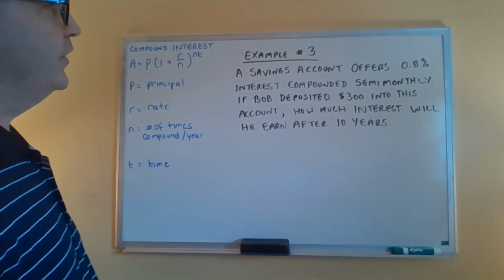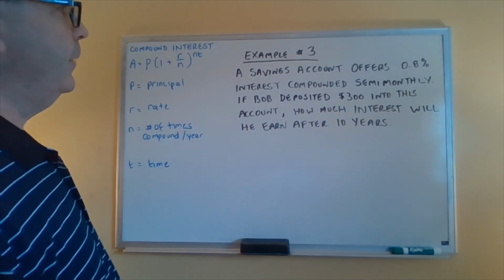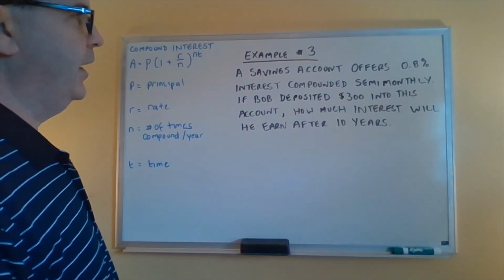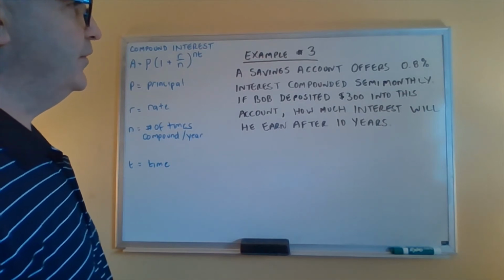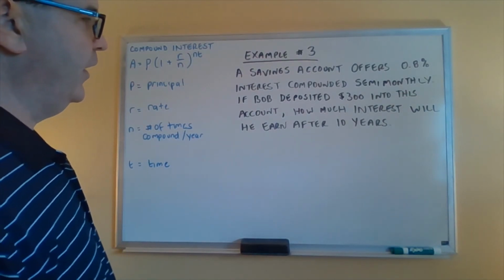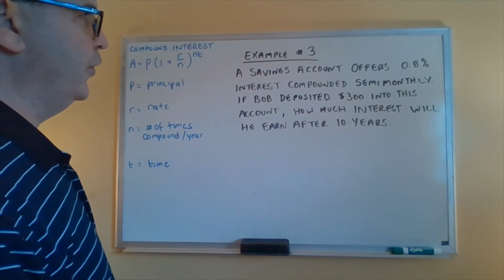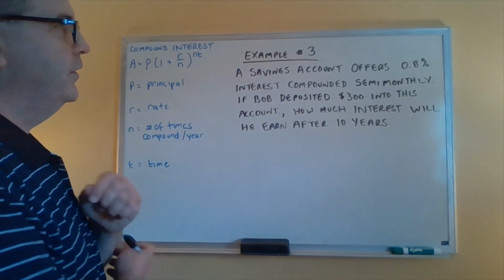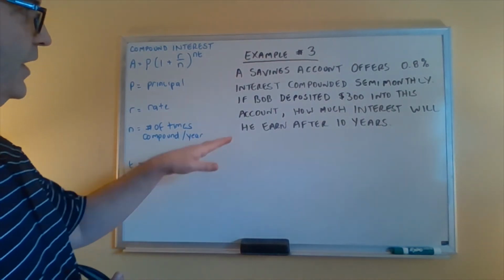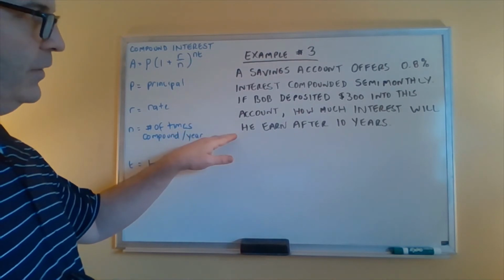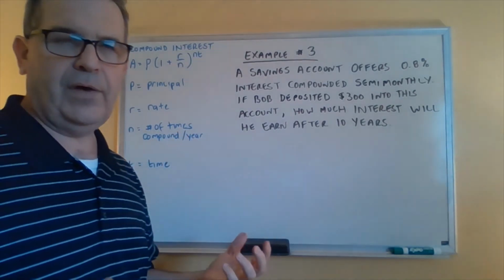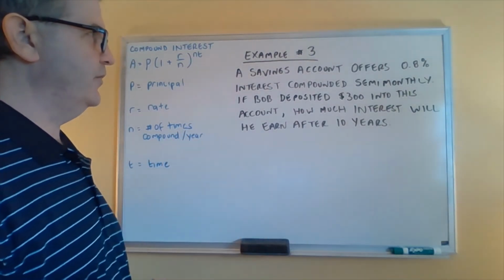Example 3: a savings account offers 0.8% interest compounded semi-monthly. If Bob deposited $300 into this account, how much interest will he earn after 10 years? Well, this is an interesting question in that it's not asking us to find the amount after 10 years. It's asking us to find how much interest he got after 10 years.